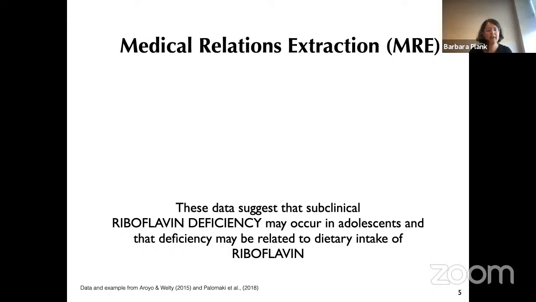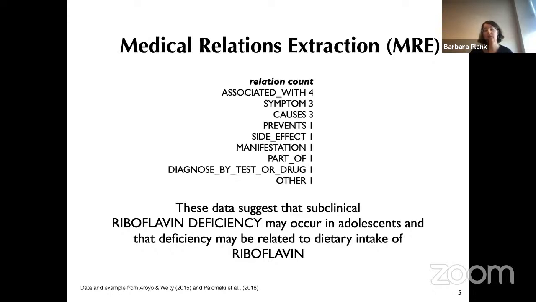Here we have a sentence: these data suggest that this riboflavin deficiency may be related to some dietary intake of this medicine, riboflavin. And what has been noticed is that if you give this sentence to annotators, even expert annotators, and ask them to derive the relation between the 2 highlighted terms here, then you get a distribution of possible relations, for instance, associated with, or symptom, or causes. Some of which are rather plausible, some of which are less plausible, right? But you do observe that there is a large variety of answers that you get back.